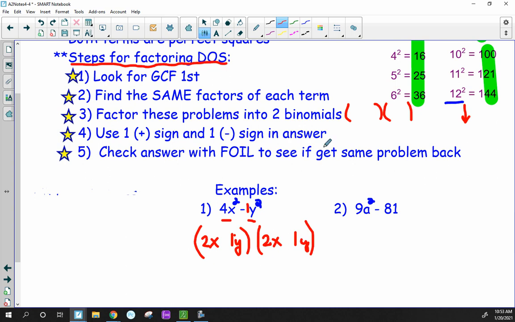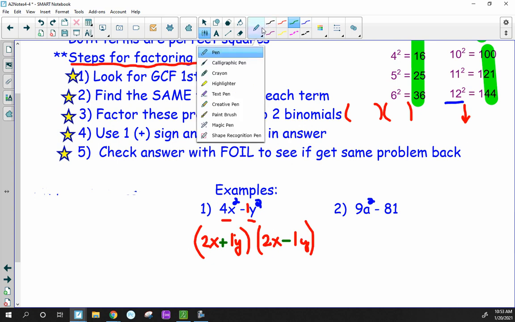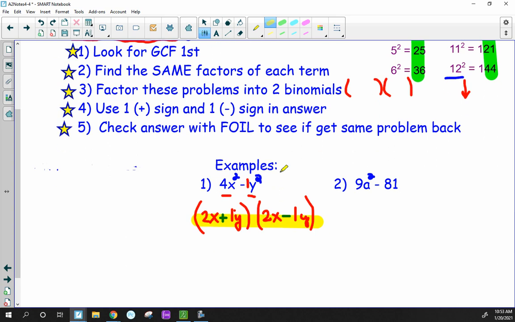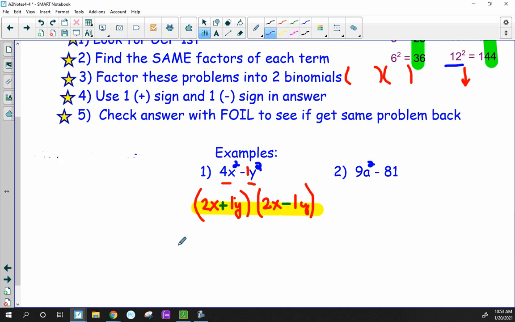Factor that into two binomials, have my two parentheses down. Now the directions in my steps say to use one plus sign and one minus sign in my answer. It does not matter what order you write the signs in. Okay, so I performed steps 1 through 4, and now it says for me to check my answer. So I'm going to highlight this. That appears to be what the answer is based on the steps. And now we're going to do a quick check.